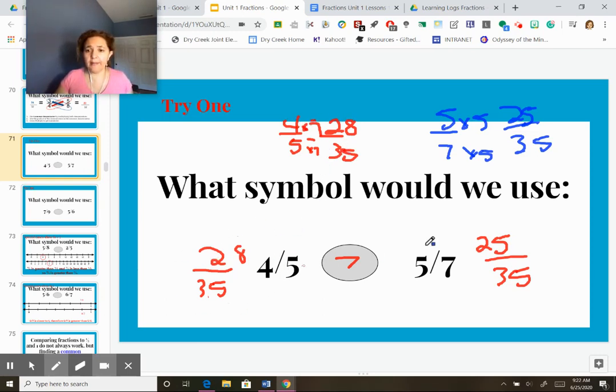And then this one, 7 times what is 35? 5. So I multiply the top by 5. 5 times 5 is 25 out of 35. So that one is bigger. 28 out of 35 is bigger than 5/7, than 25 out of 35. Because that makes it easier to compare, right? When they're broken up into the same amount of pieces.